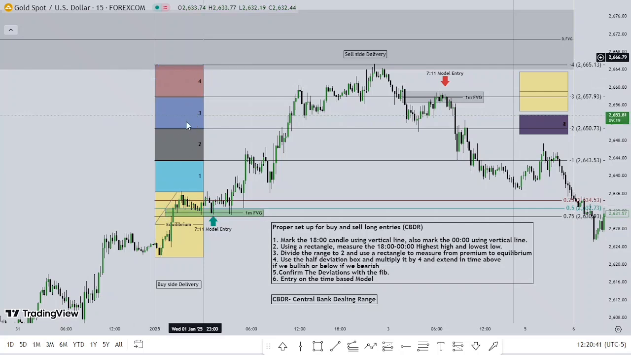Then to confirm that these measurements are correct, you just take the Fibonacci and use this equilibrium to premium. The Fibonacci, we have our own settings that we have in our mentorship, so I cannot display them right now, but we have them in our mentorship.